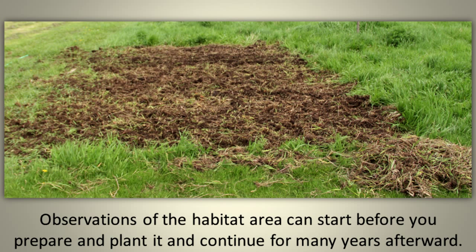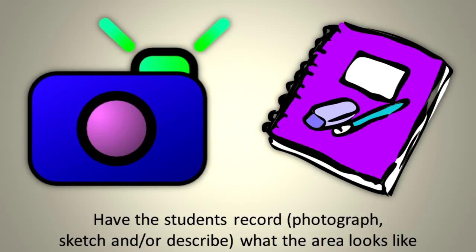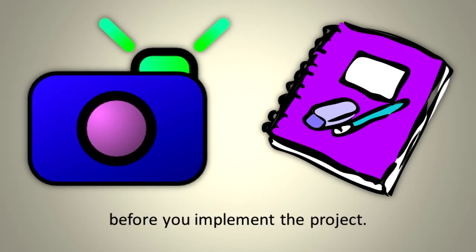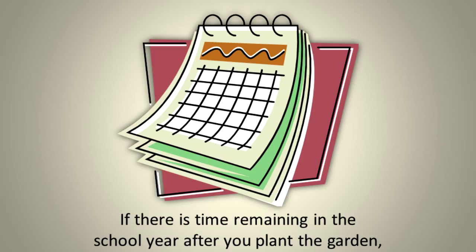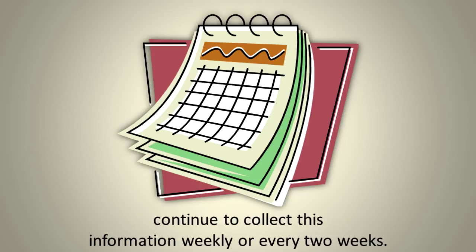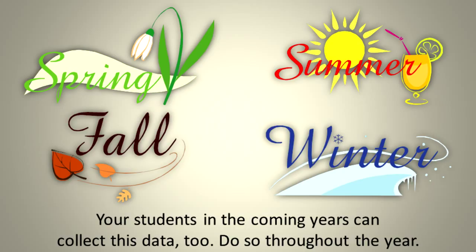Observations of the habitat area can start before you prepare and plan it and continue for many years afterward. Have the students record, photograph, sketch, and/or describe what the area looks like before you implement the project. Ask them to continue to collect this data at each phase of the project's implementation. If there is time remaining in the school year after you plant the garden, continue to collect this information weekly or every 2 weeks. Your students in the coming years can collect this data too.